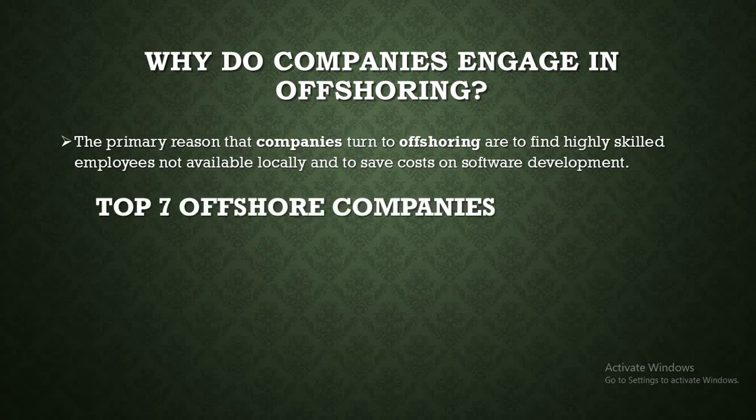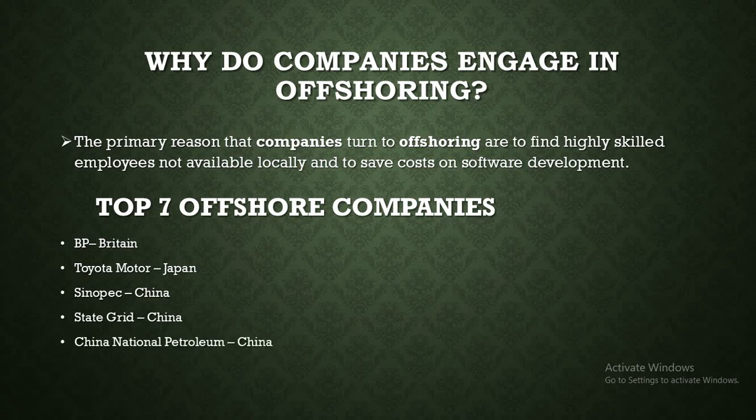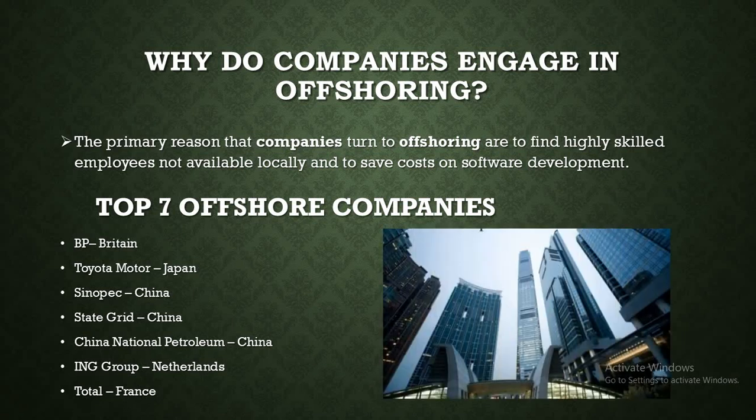Here are the top 7 offshore companies. BP, located in Britain. Toyota Motor in Japan. Sinopec in China. State Grid in China. China National Petroleum, located in China. ING Group, Netherlands. And the last, Total, located in France.